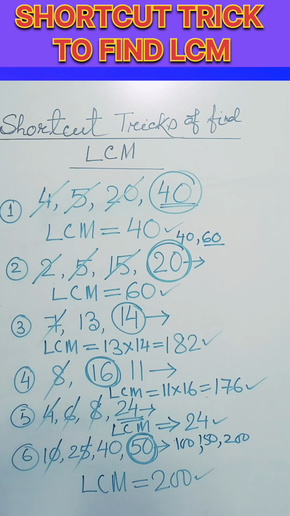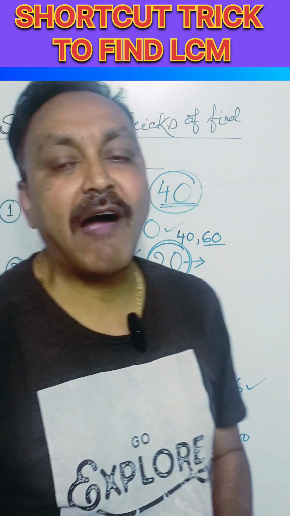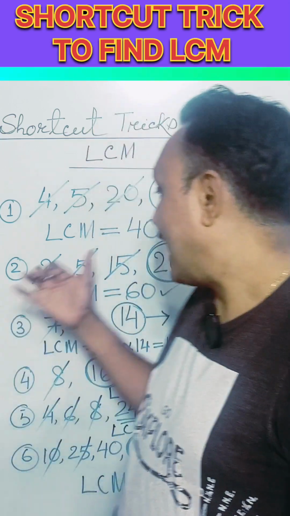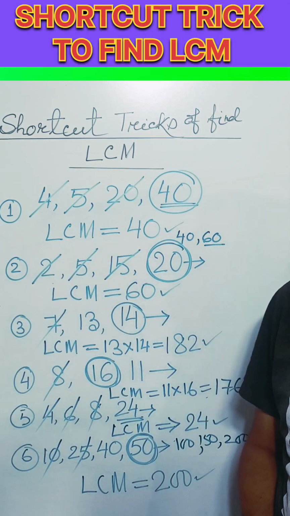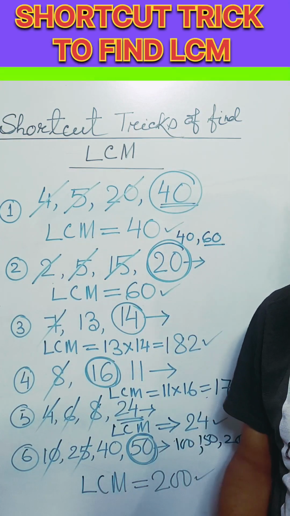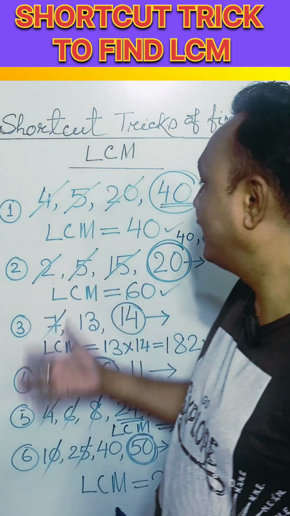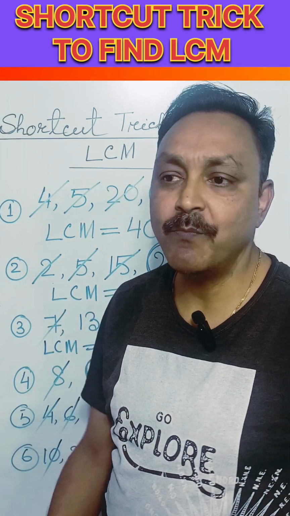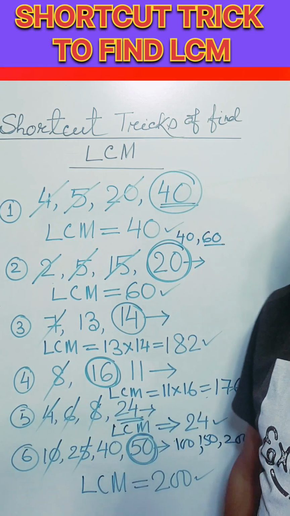So this is a shortcut trick. You can easily find the LCM without doing the basic method, without finding the prime factorization. So I think with this you can save your time, as well as get the answer very accurately.